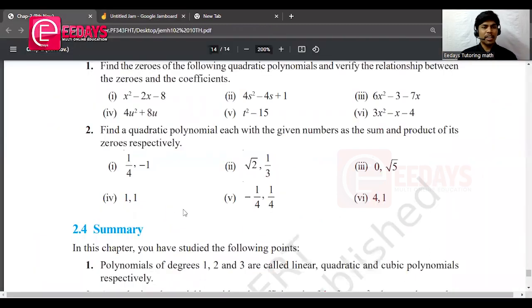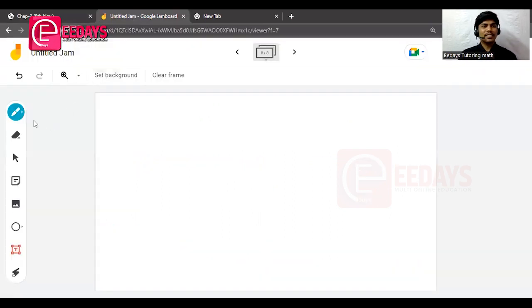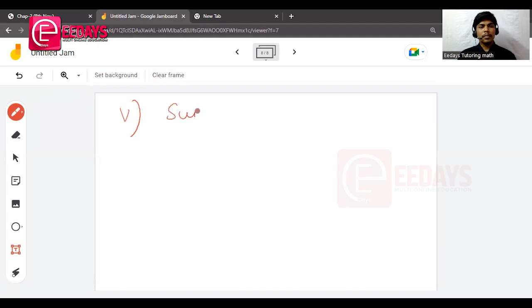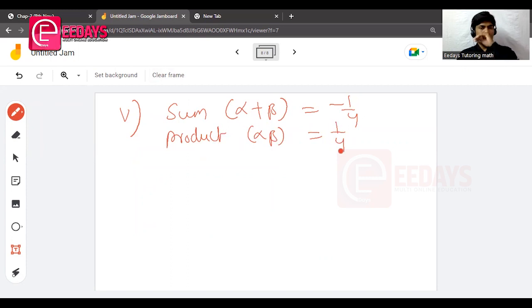Let's move on. We are doing one sum and moving to the basic concept. Now the fifth one. What is given? The sum of zeros, that is alpha plus beta, is given as minus 1/4, and the product, that is alpha into beta, is given as 1/4.